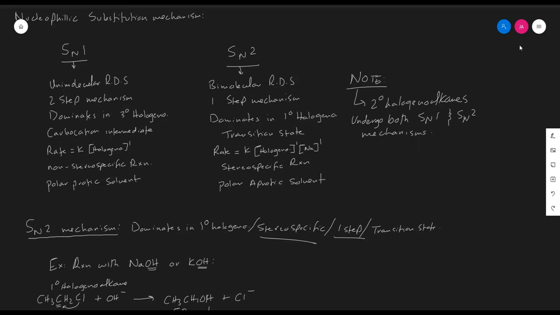Generally speaking, there are two main mechanisms for nucleophilic substitution: SN1, listed over here, and SN2. I will summarize, as you can see here, the points that will be discussed for both mechanisms are listed below, which we will be covering throughout the series of videos to follow.